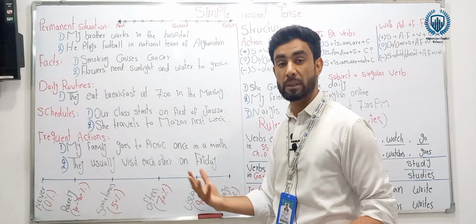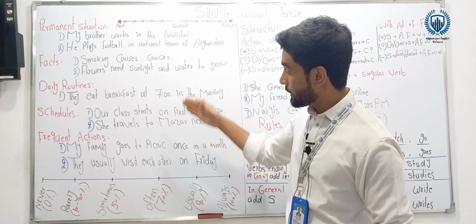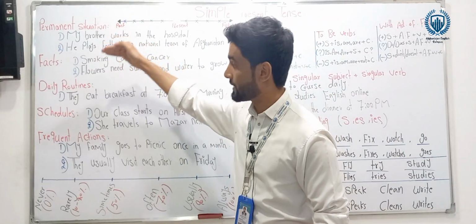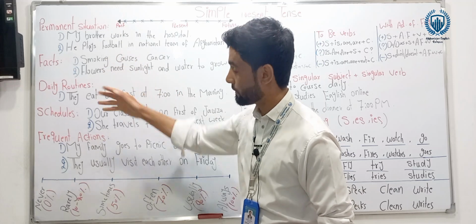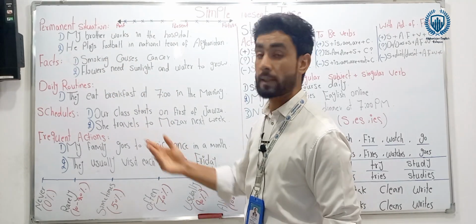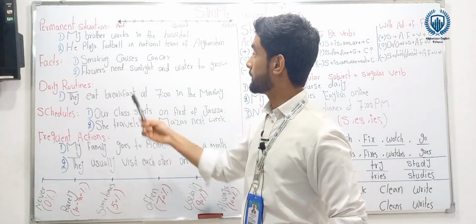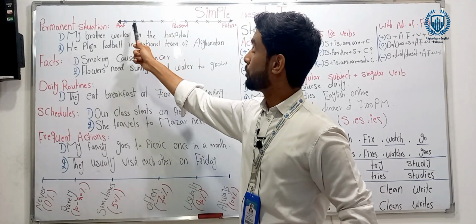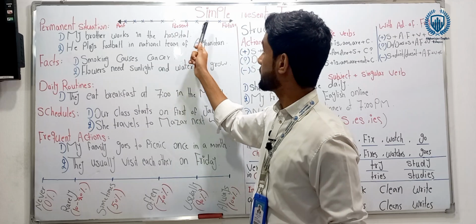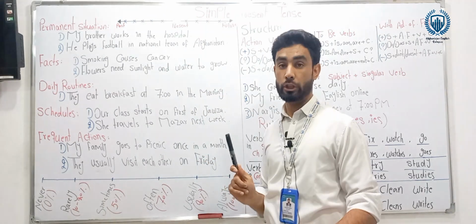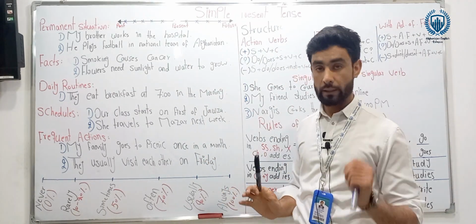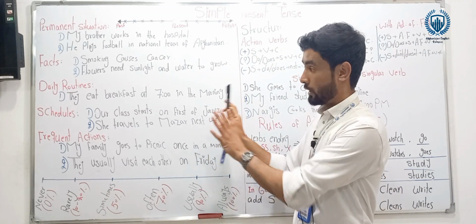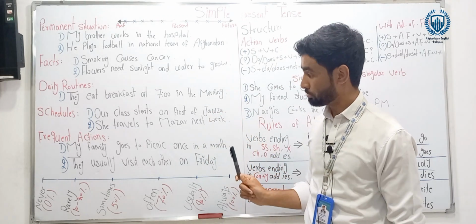It's a repeated action. Look, in all these usages about permanent situations, facts, daily routines, schedules, frequent actions, we use simple present tense. Simple present tense is used to show an action which was true in the past, is true in the present, and will be true in the future. Hope it's clear, and I hope you understood this concept of simple present tense.